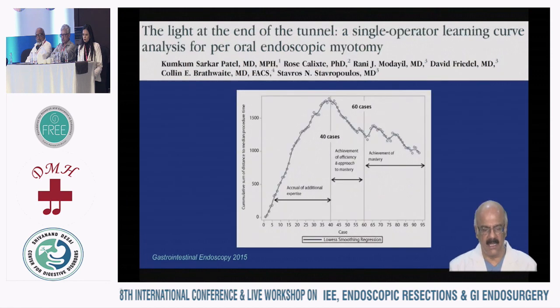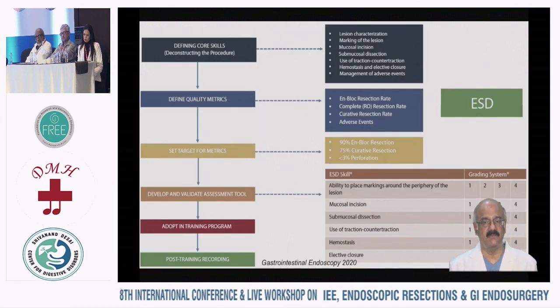Again, very large numbers. For POEM, it's much smaller. You reach your expertise by 40 cases. You become a super expert probably by 60 cases because of the inherent nature of this procedure itself. So these numbers are now sort of fixed, but what is very important is to do it in a structured manner, as ESG has shown us.